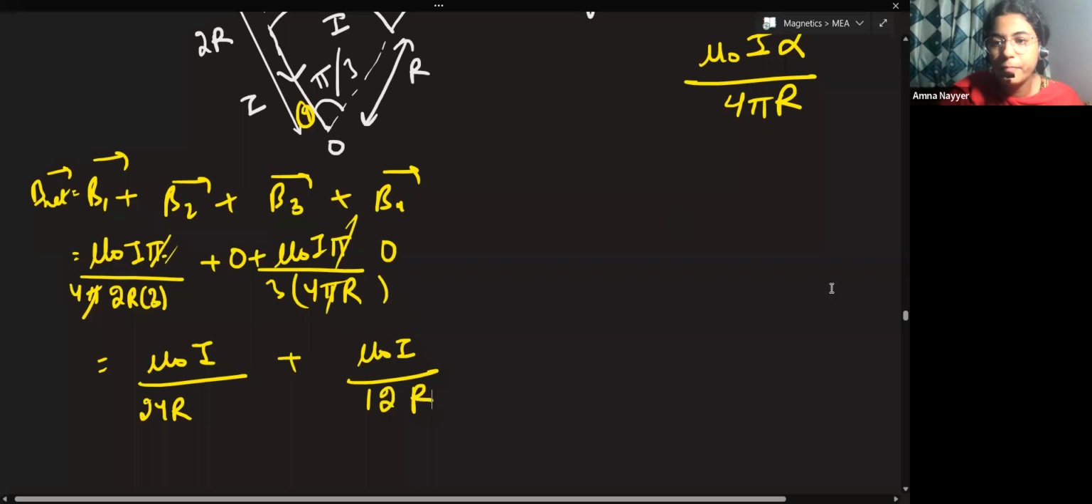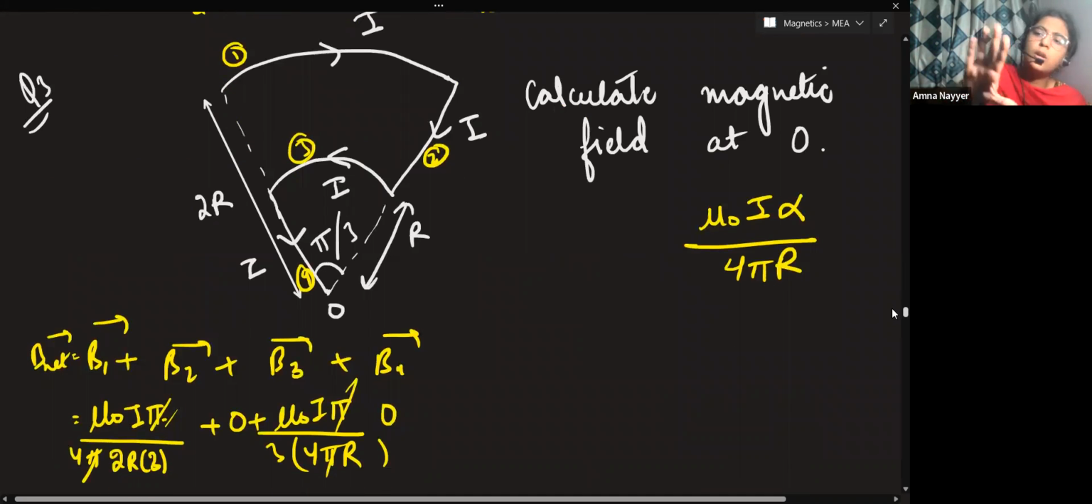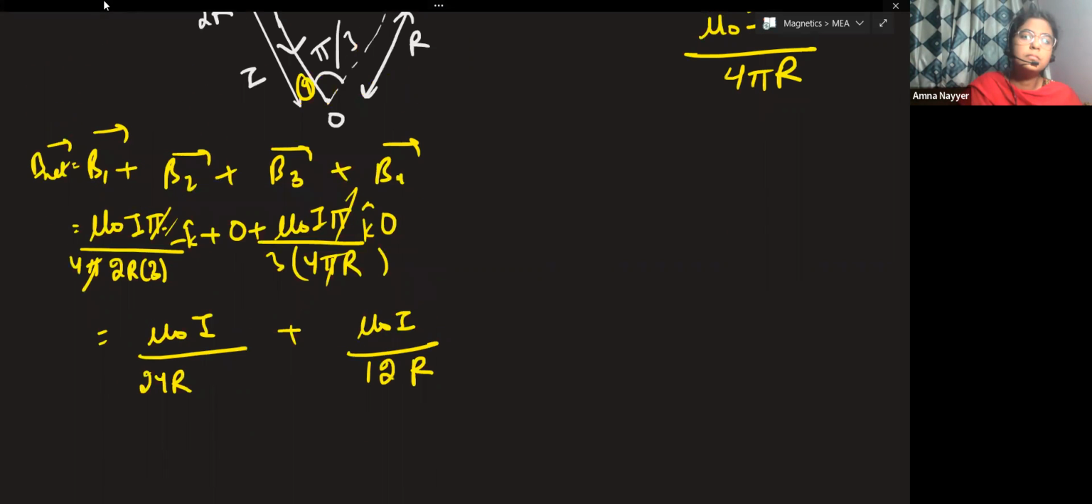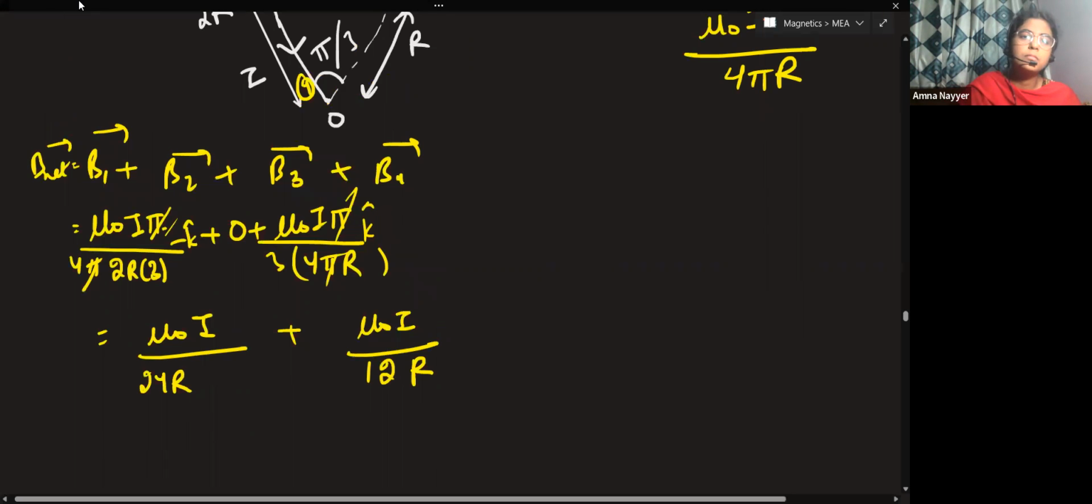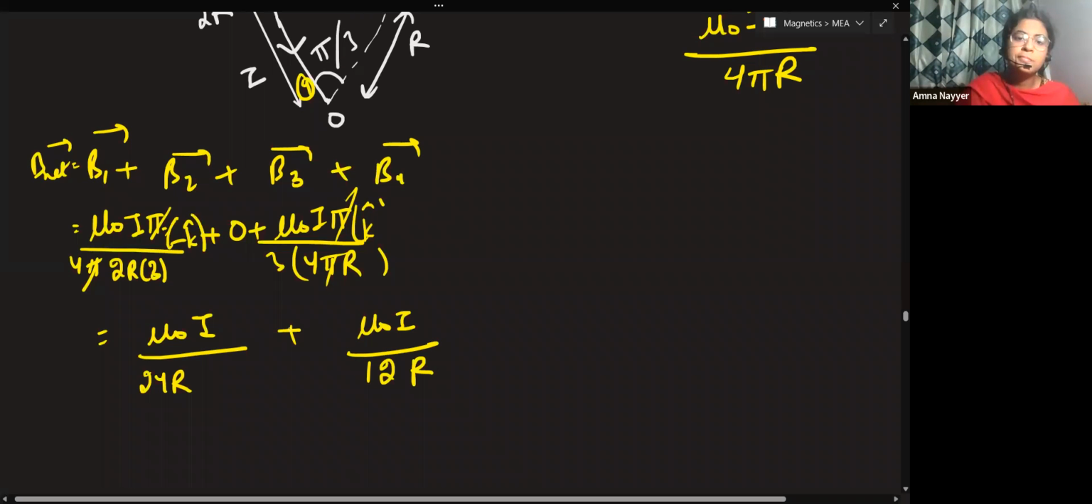Now the direction. For the first one, the current is moving clockwise, clockwise inwards, so minus K cap. For the second one, anti-clockwise, outwards, positive K cap. This will be minus K cap. This will be K cap. This will be your answer. All right, note it down.